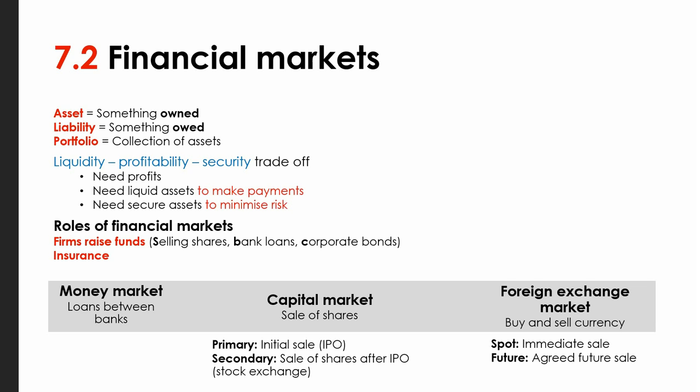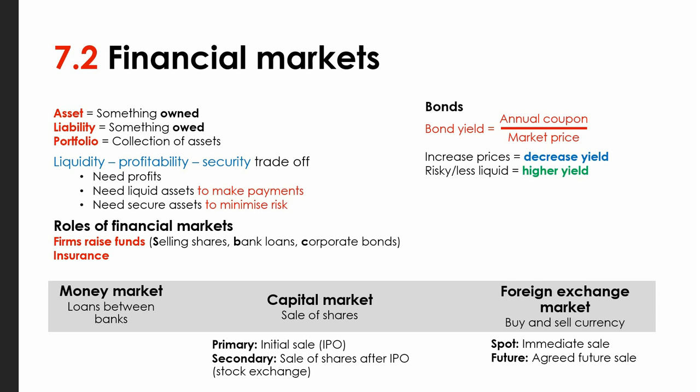Within financial markets, we also need to know about bonds in a bit more detail. We may need to do some calculations here, so we need to know the formula: the market yield on a bond is the annual coupon, the amount it pays each year as a money figure, divided by its market price. If we increase the market price of a bond, we're therefore decreasing its yield. Risky bonds or less liquid bonds will have a higher yield, and that's because they're in less demand if they're more risky or if they're less liquid. And that helps us understand the liquidity, profitability, security trade-off. The bonds which are most profitable, with the highest yield, will be the ones which are most risky or least liquid.